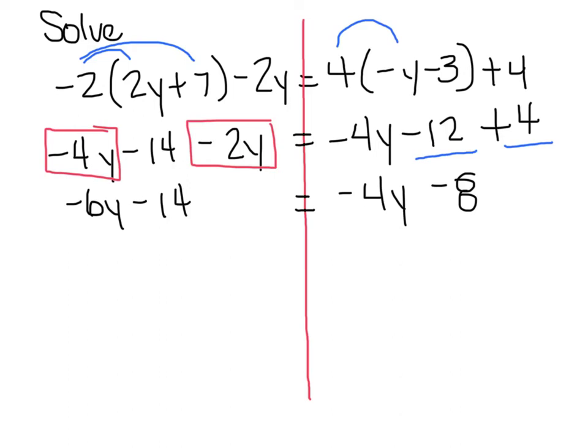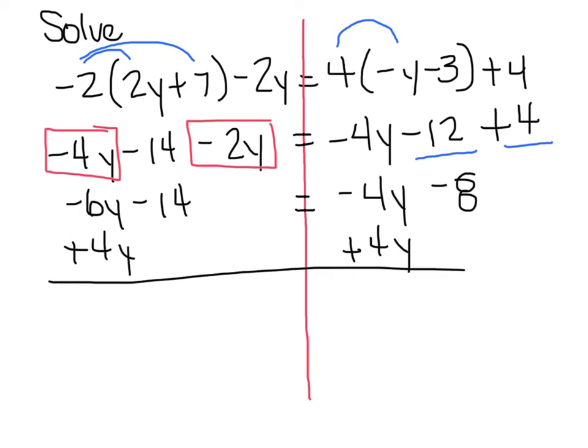Let's isolate y to one side of the equation. Okay, I'm going to start out by moving that negative 4y by adding it to both sides. Plus 4y. Okay, now it's gone over here. Negative 6y plus 4y would be negative 2y.